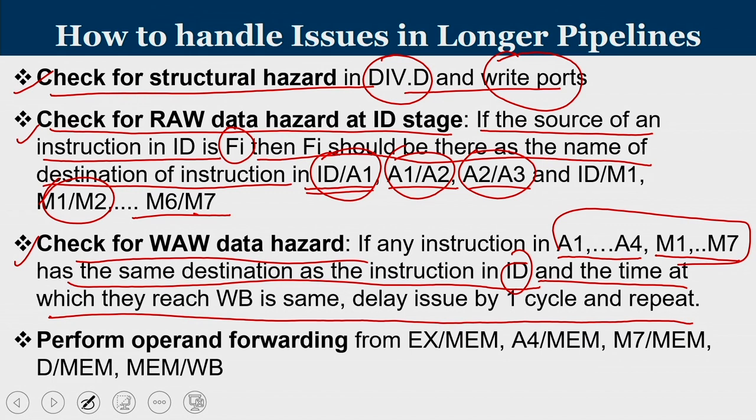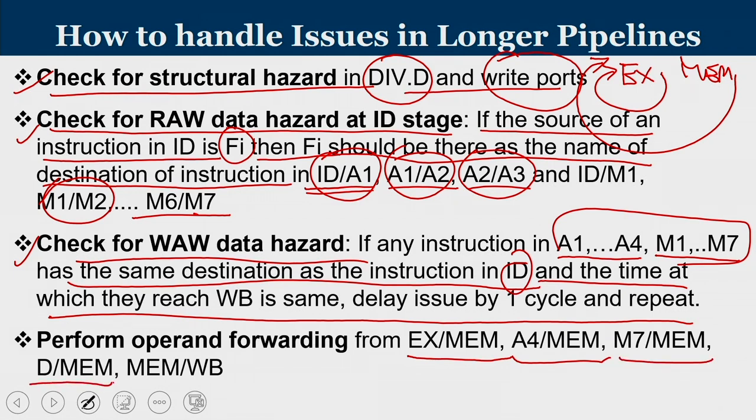And perform operand forwarding. Previously we have seen that operand forwarding generally happens from the output of the ALU to its input, or from the output of the MEM stage to the input of the ALU. Now this EX stage itself is of multiple cycles. So, operand forwarding should be there from EX/MEM, A4/MEM, M7/MEM, D/MEM, and MEM/WB, all into the input of the corresponding unit, let us say A1, M1 or the division unit.